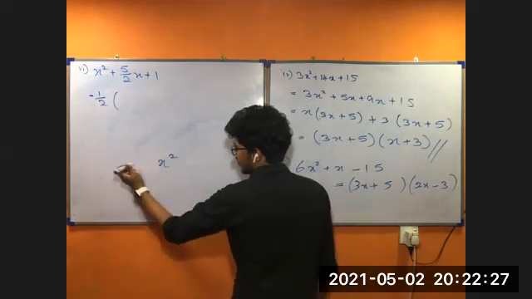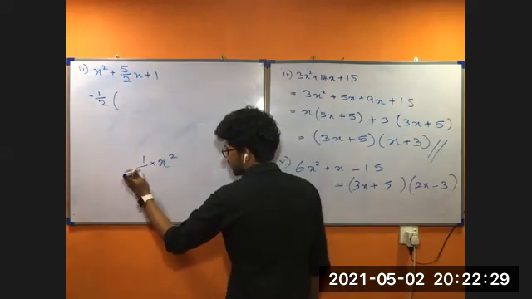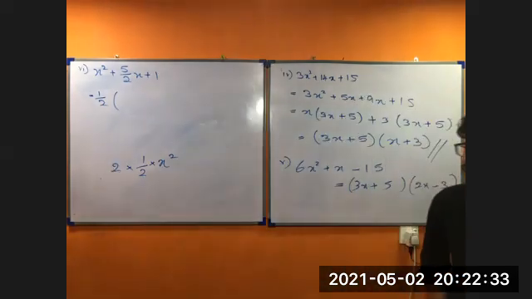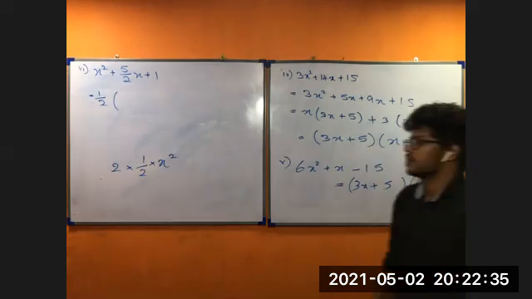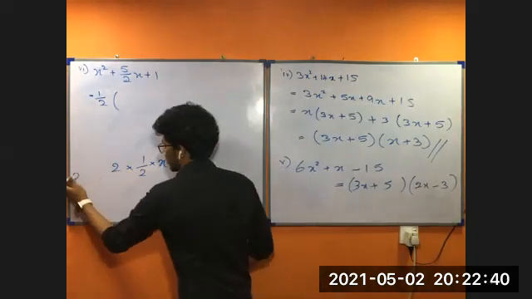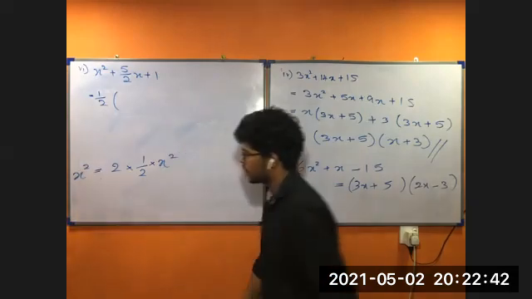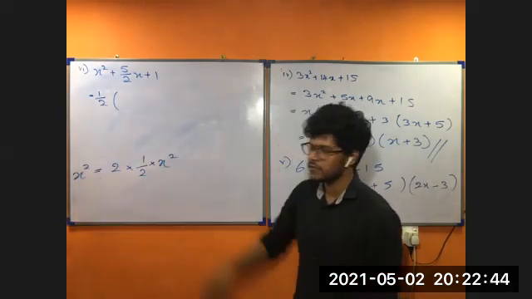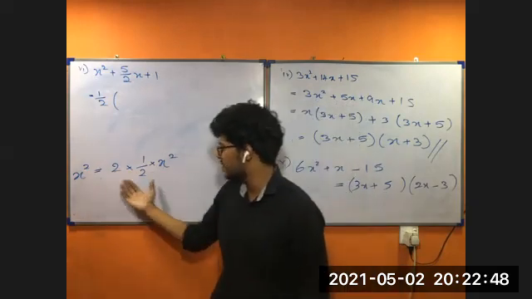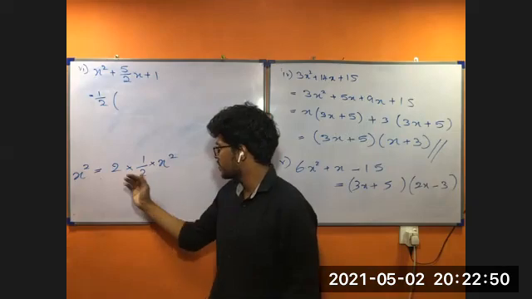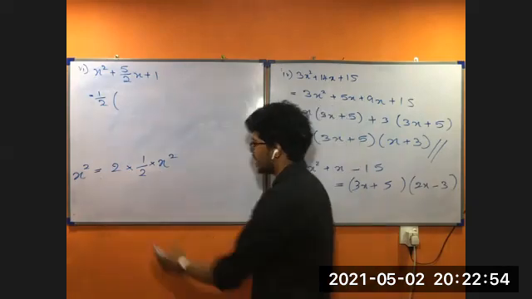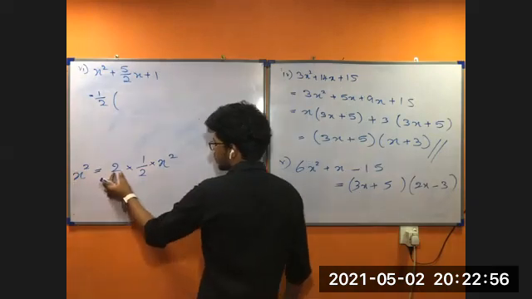What if I write a half and remove the half? Nothing happens. The x squared is equal to 2 times half times x squared. This 2 and this 2 cancel off. Even if I put a half, I'm going to cancel it, so I'm making no change. So when I take this half outside, a 2 is going to remain.